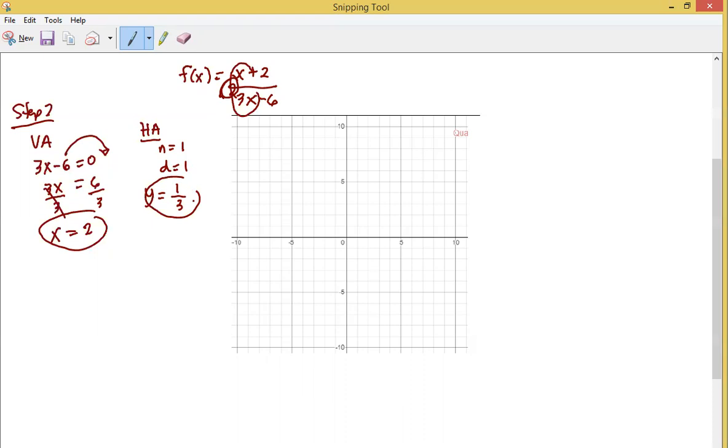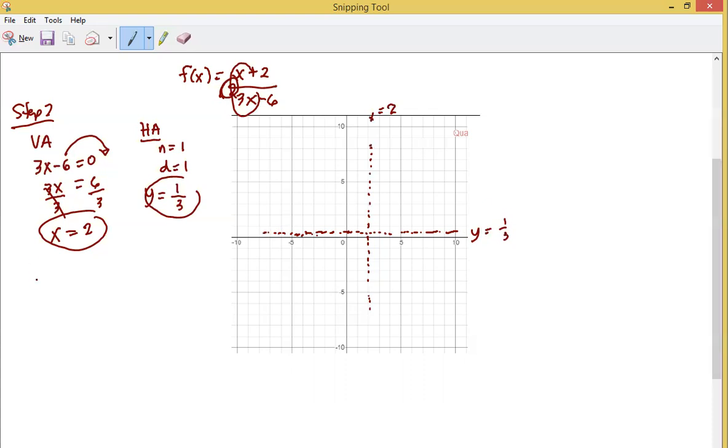In step number 3, we will draw our asymptotes. Let's start with our vertical asymptote. X equals 2. So we'll find 2 here. We'll draw a vertical asymptote. So this is our x equals 2. Then the other is y equals 1/3. It's so small, so let me just plot in here. And also on the other side. I'm sorry for my line. This will be your y equals 1/3.